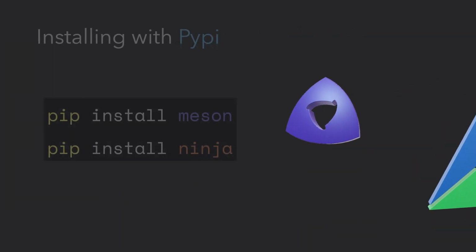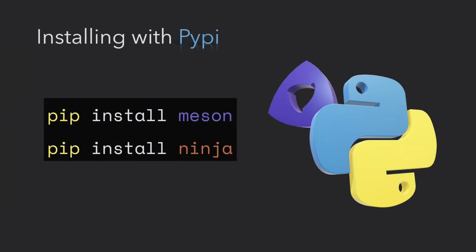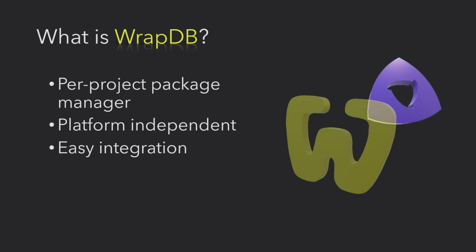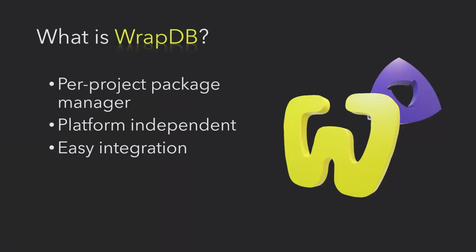So to install Meson, you actually use Python, not an installer or a wizard. You just write pip install meson and pip install ninja, or if you're on Mac or Linux, you use pip3. So let me dig more into the package manager that is called WrapDB.